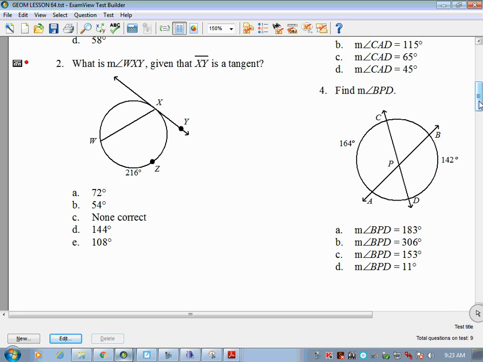What is measure angle WXY? Okay, what is that angle right there? Given that XY is tangent. So what we're saying is we know WX is a chord. We know XY is a tangent. So if I want to find angle WXY, Darian, what do I need to do to find that?